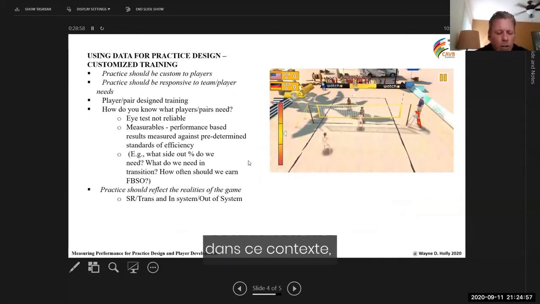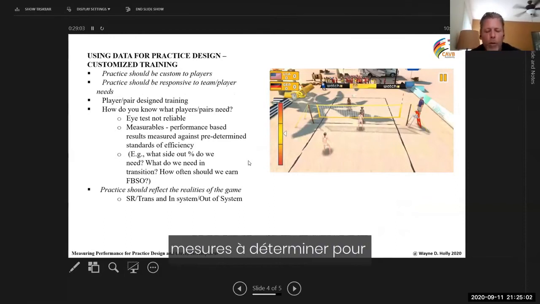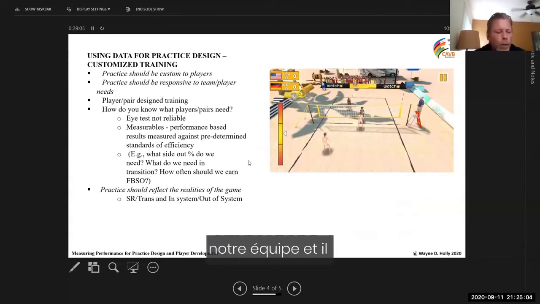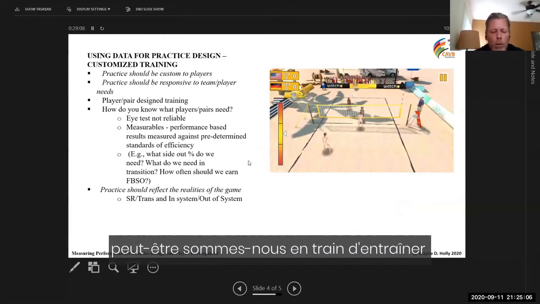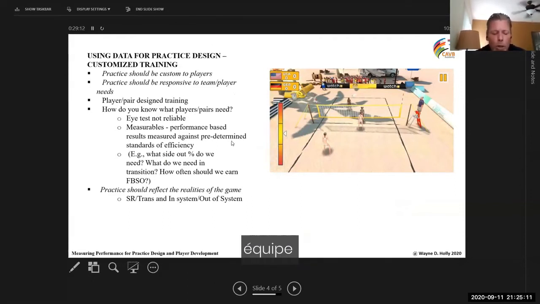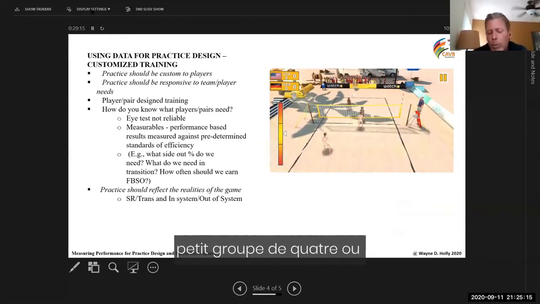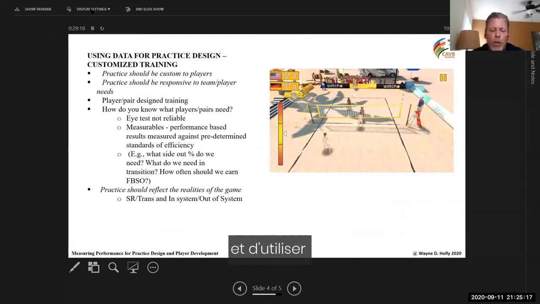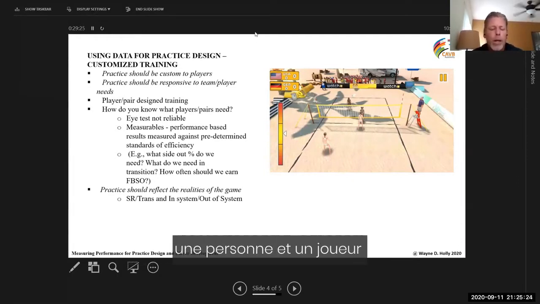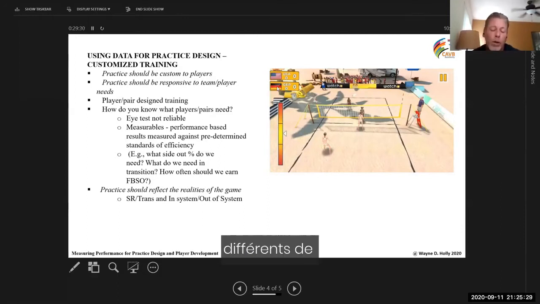In this context, it's about using the data and all of our measurements to figure out, for every player on our team, and we may be coaching a professional pair, in which case we have 2 people, or a college team with 16 people, or a smaller group of 4 or 5, it's really important to understand and use the data to figure out for each one of them, she's not just a member of a group, she's an individual person and player. And what does she need from this practice? Her needs might be different from another player on the team.